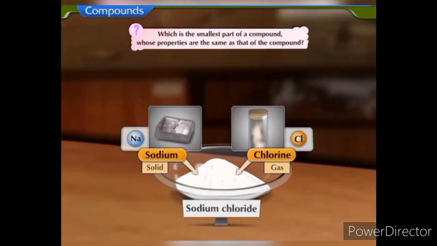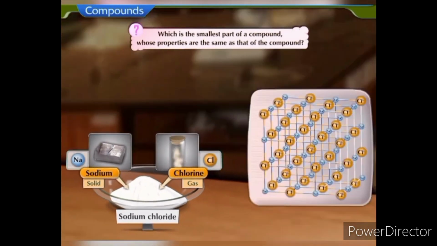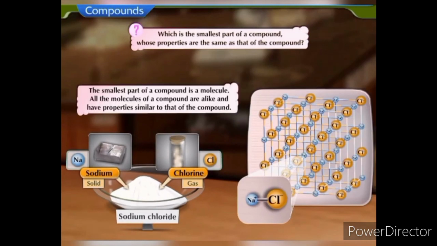Which is the smallest part of a compound whose properties are the same as that of the compound? The smallest part of a compound is a molecule. All the molecules of a compound are alike and have properties similar to that of the compound.